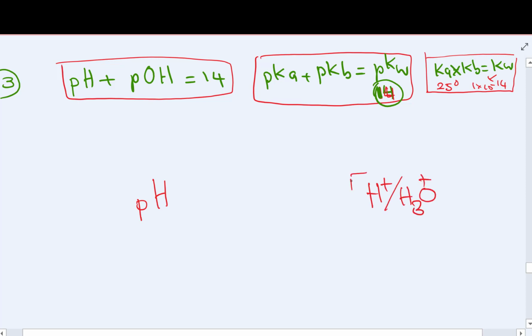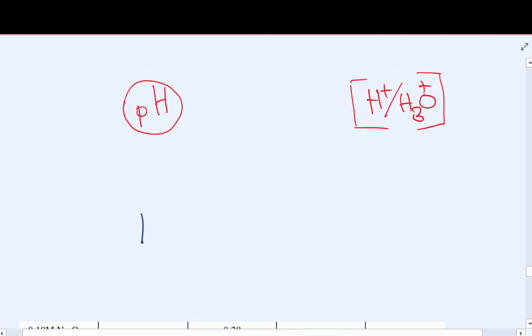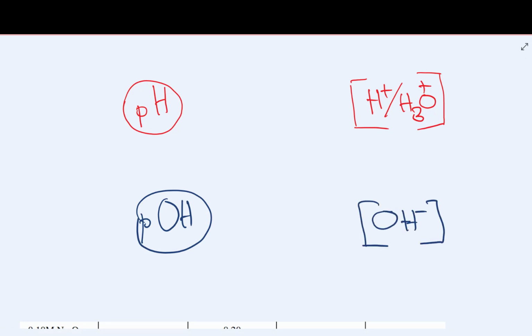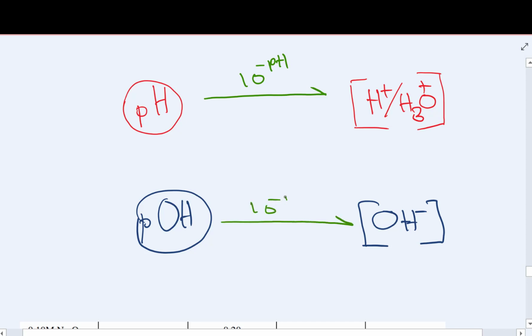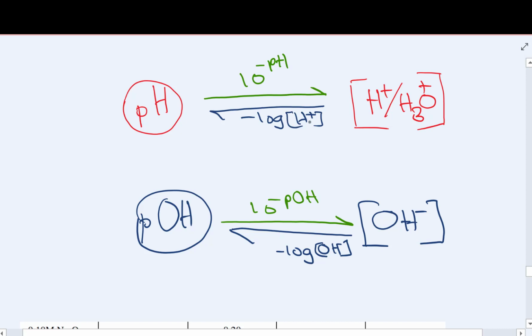Now, I also prepared, based on your questions, a little scheme where you can see pH and H plus or hydronium, how do we interconvert? And pOH and OH, how do we interconvert between all of these 4 pieces, okay? So pH to H plus, take 10 to the minus pH. And pOH to OH minus, take 10 to the minus pOH. Follow the green arrow, right? You go from OH minus to pOH, take the minus log. So H plus to pH, take the minus log of H plus, right? Practice that. I have a table below.